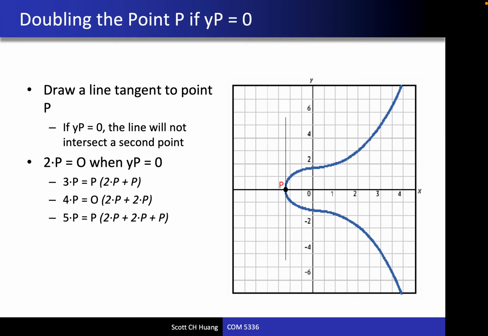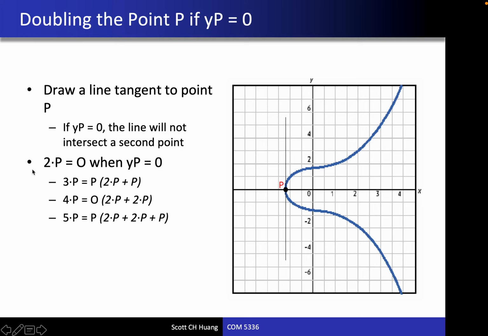So that's the idea. Now let's look at a special case. Let's see, we have a point P here. First we do a doubling, P plus P, so we draw a tangent line. And this tangent line does not intersect any point on the curve. In this case, we define the doubling of point P as the point at infinity.